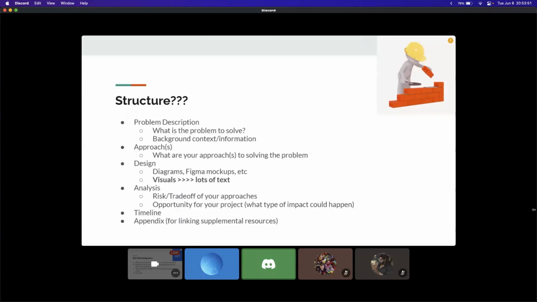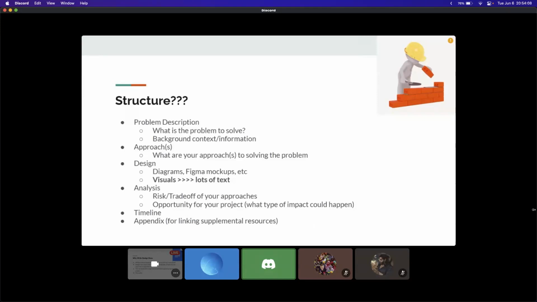So this is diagrams: architecture, backend design, Figma mockups if you're going to do anything UI/UX related, and visuals are better than walls and walls of text. Now that you have the problem description, the approaches, and design written out, now we need to understand the analysis.